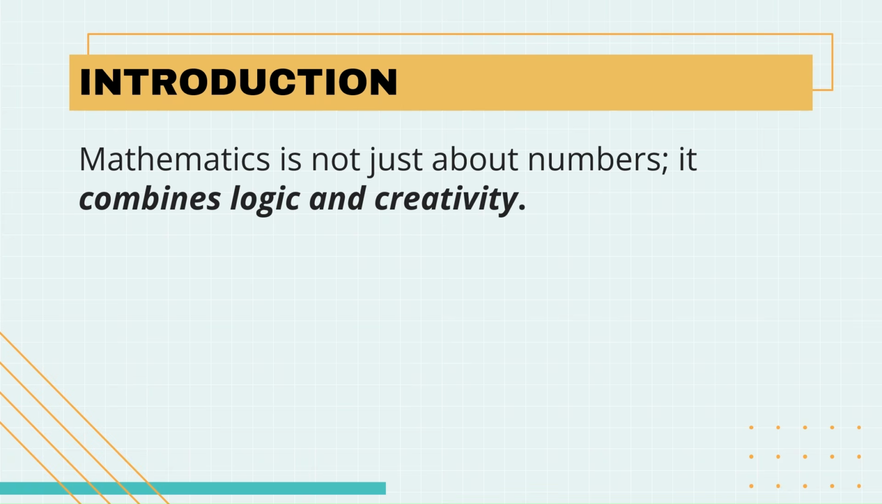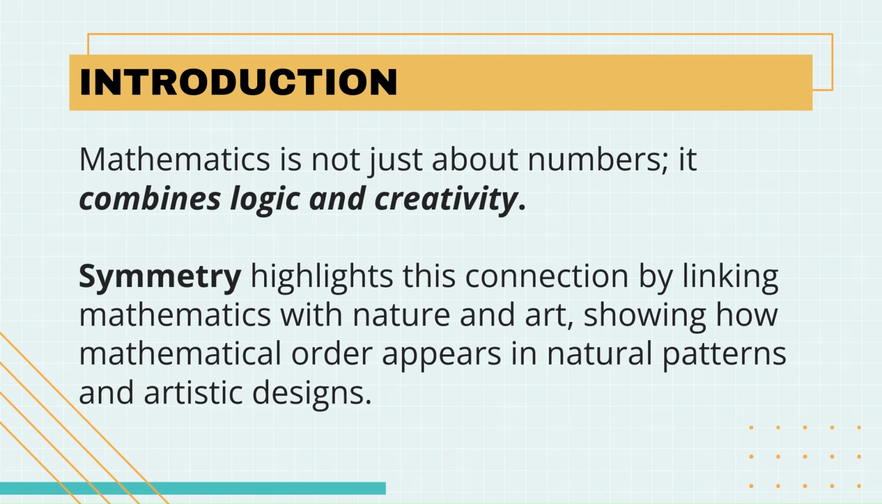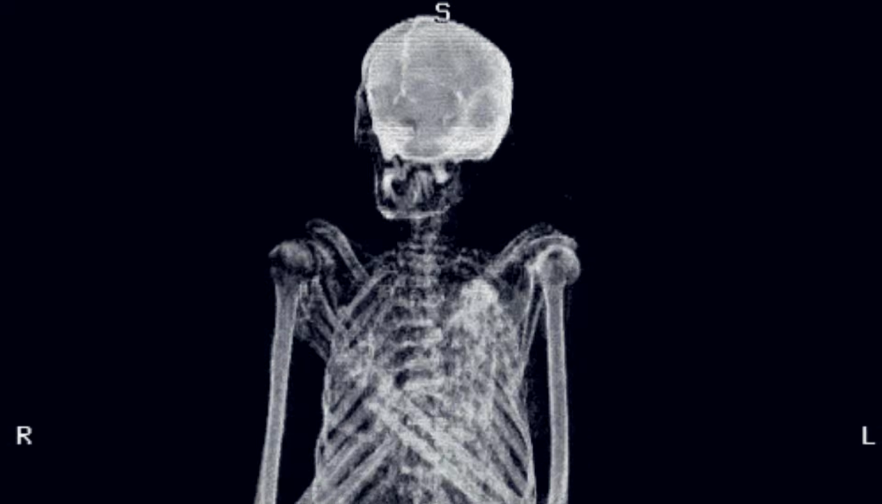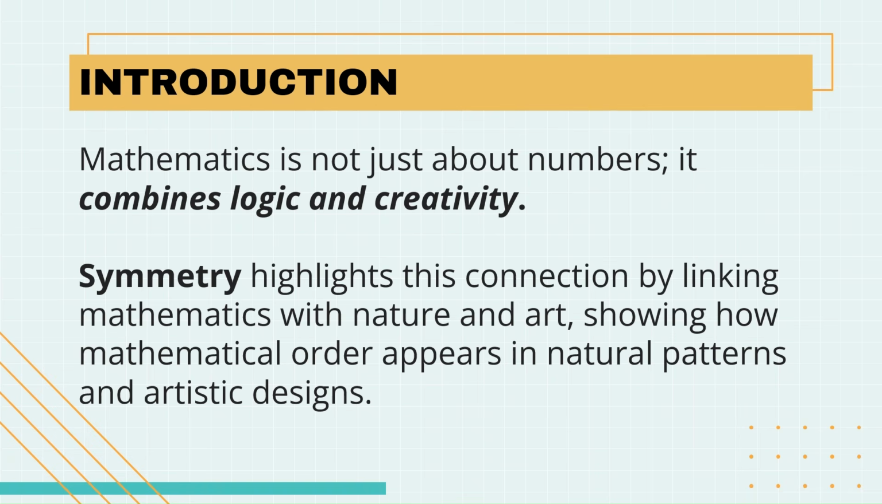Mathematics is not only about computation, it also involves recognizing patterns and relationships. Symmetry highlights this idea because it connects logic with creativity. When we observe natural objects such as flowers, snowflakes, or even the human body, we can notice patterns that follow certain rules. The same is true in art and architecture, where symmetry is often used to create balance and harmony. This shows that mathematics is not only something we solve, it is also something we observe.